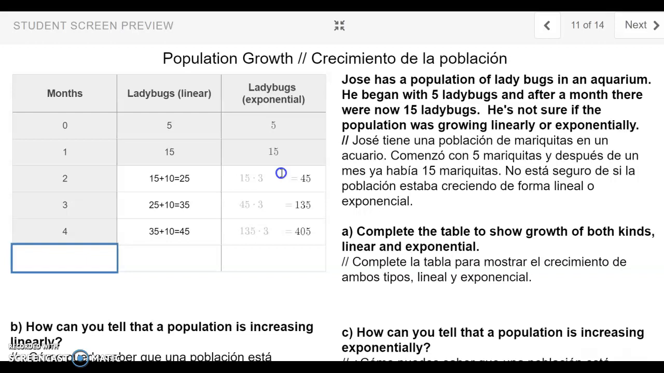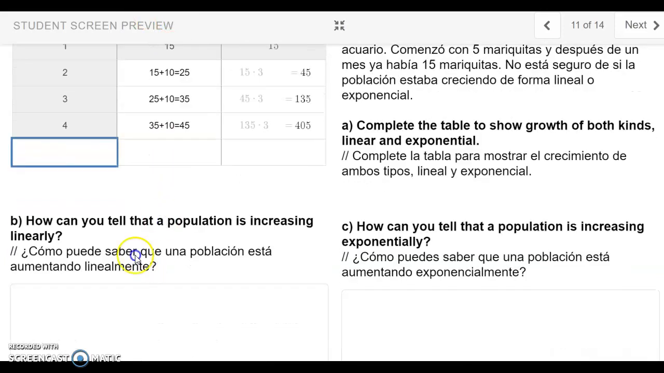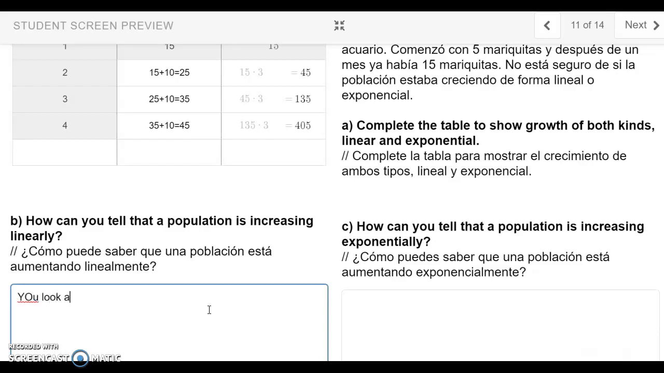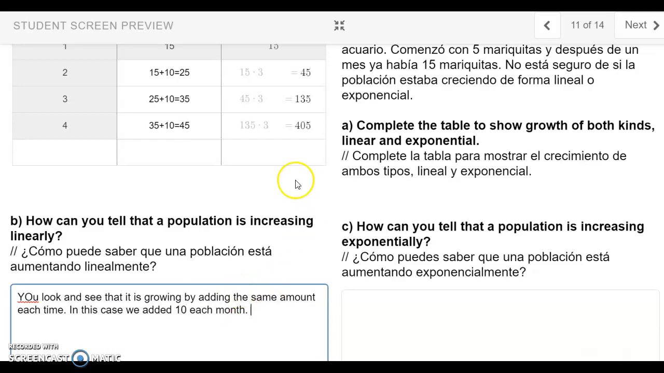So think about the difference between these two, growing linearly, growing exponentially. What do you notice? What are you thinking about? What questions do you have? So go down here. How can you tell that a population is increasing linearly? You look and see that it is growing by adding the same amount each time. In this case, we added what? In this case, we added 10 each month.